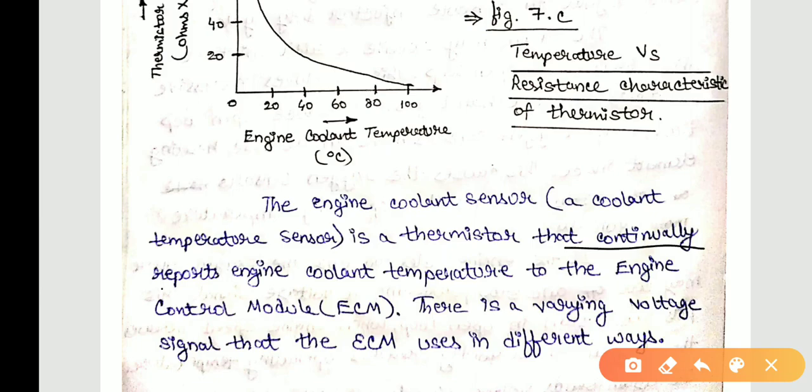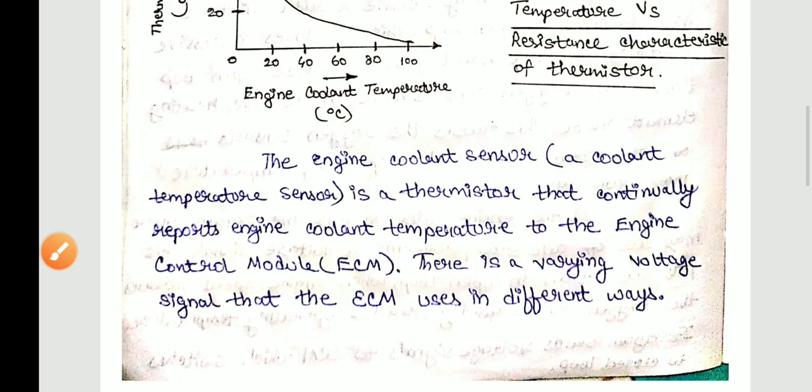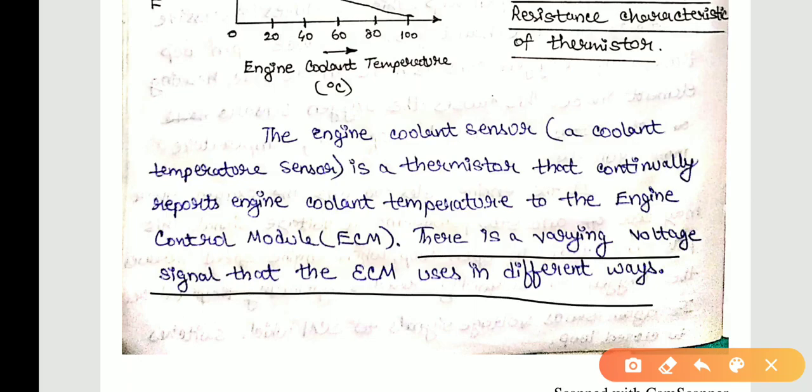How does it report the engine temperature? By sending a varying voltage. Let us suppose the varying voltage is between 1 to 10 volts. If 1 volt is sent to the ECM, it will indicate that the coolant temperature is low or medium. If 5 volts is sent to the ECM, that will indicate that the temperature of the coolant is increasing, right? Next, there is a varying voltage signal that the ECM uses in different ways, right?